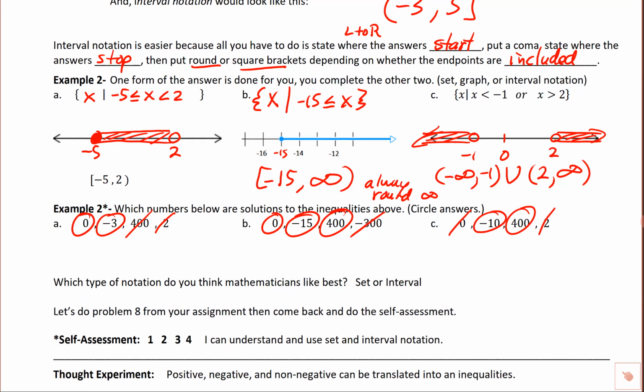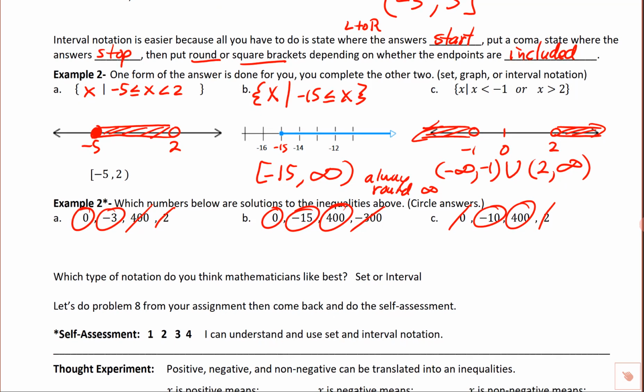Okay, now, question for you. You may have caught on to my bias here, but what type of notation do you think mathematicians like? Do you think they like set notation, set builder notation, or do you think they like interval notation? Well, I hope I've made it clear. We really like interval notation. It's just easier to understand. It's not as wordy or anything.